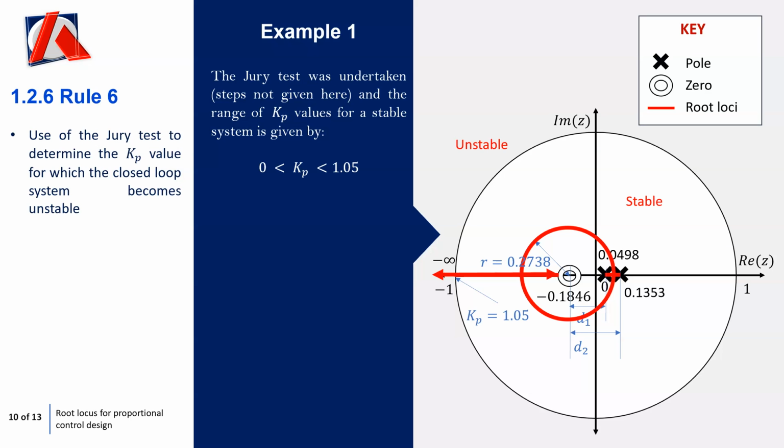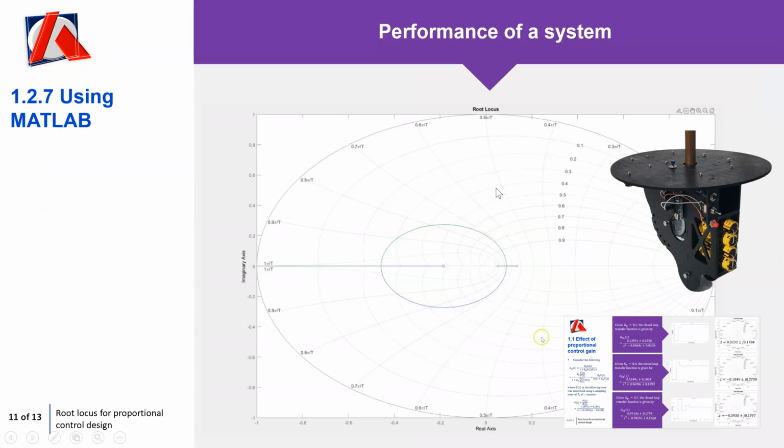So then rule 6 is the use of the Jury test to determine effectively the range for which your system is stable. I haven't put the calculations here, but if you want to do so, please feel free to do so in your own time. If you were to undertake the calculations, you would see that Kp is equal to 1.05. Hence, we need a Kp that's greater than 0, which is always the case, and less than 1.05, to remove us from being on the imaginary axis, because we don't want a system that's marginally stable. So that is the 6 rules.